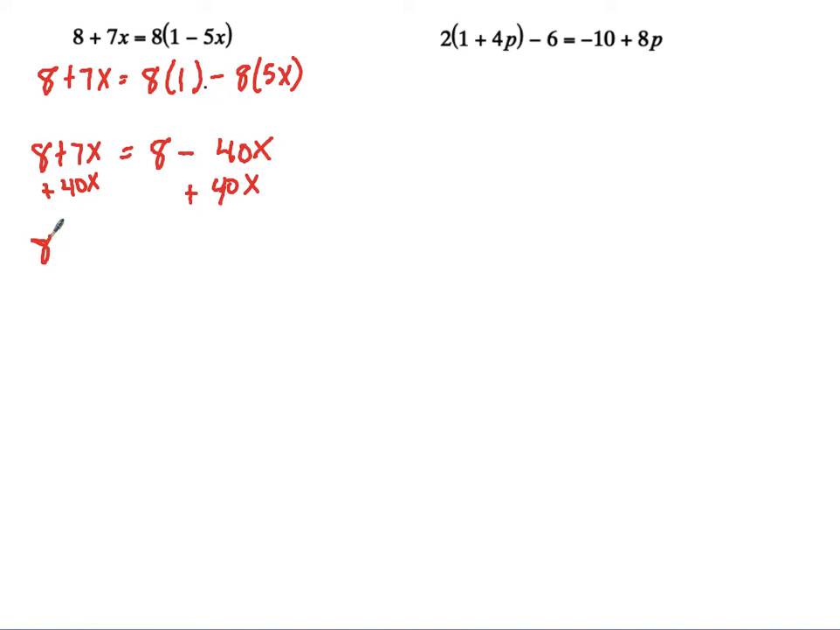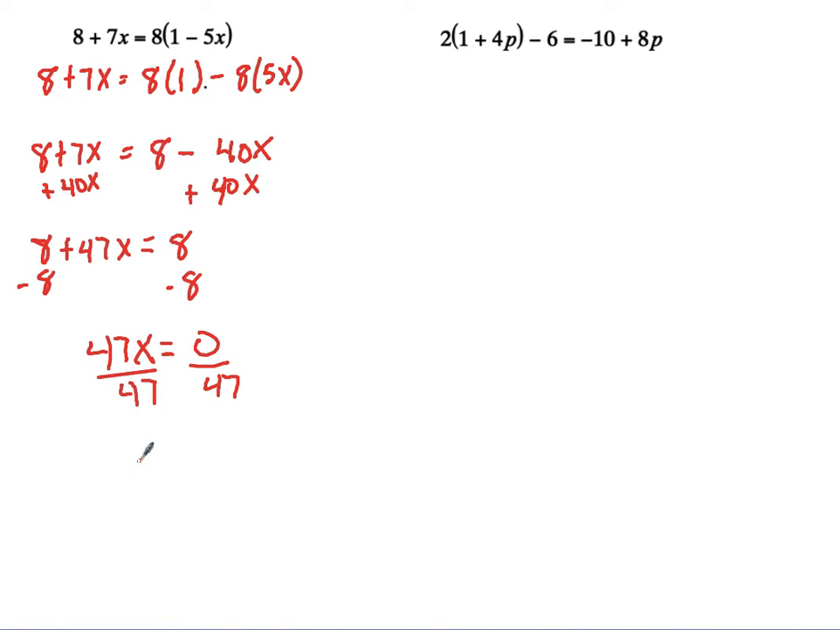And that would be 8 plus 47x equals 8. And now I need to subtract 8 to get it away from this side. Subtract 8. That means 47x equals 0. And then divide by 47. And 0 divided by 47 is 0. So x equals 0. We'll talk about that one again just in a second after we do the next one.